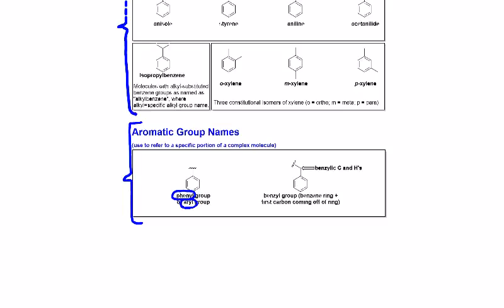We also have another term that we can use where we are referring to the aromatic ring plus 1 carbon coming off of that ring. So if we're trying to refer to the aromatic ring plus 1 carbon coming off of the ring, we refer to that as a benzyl group. So the benzyl group is the aromatic ring that we see here, plus the first carbon coming off of the ring.